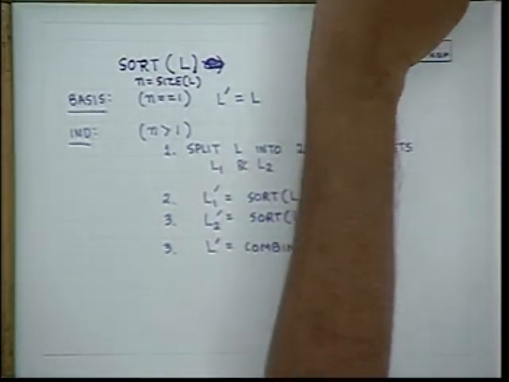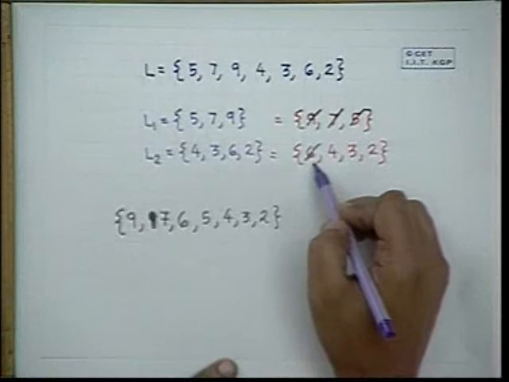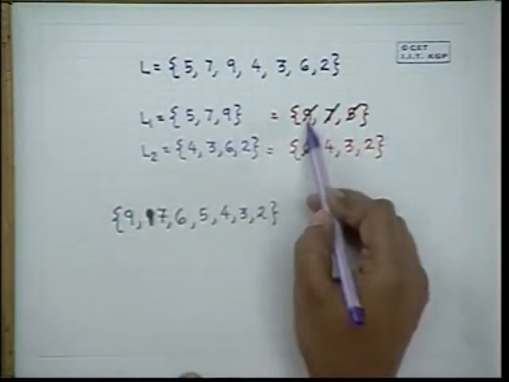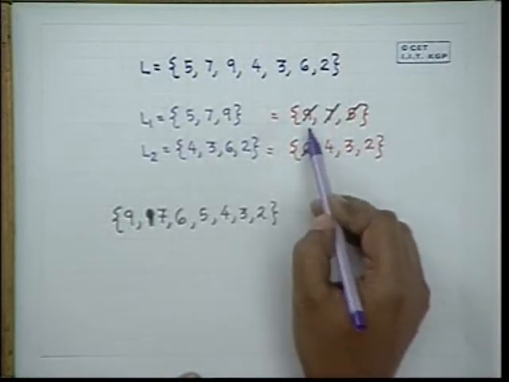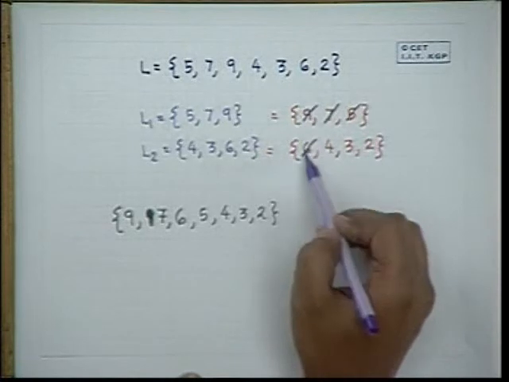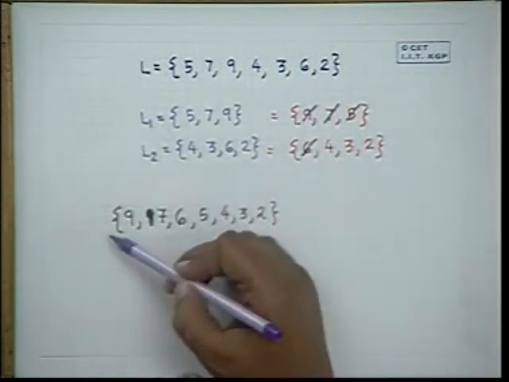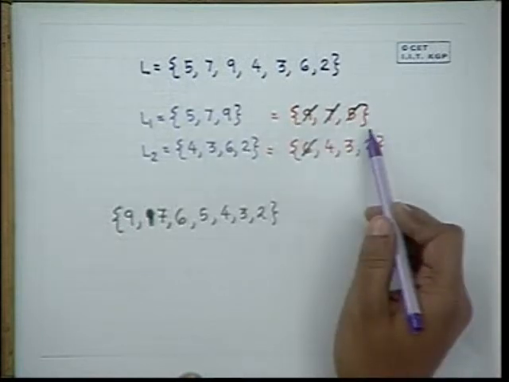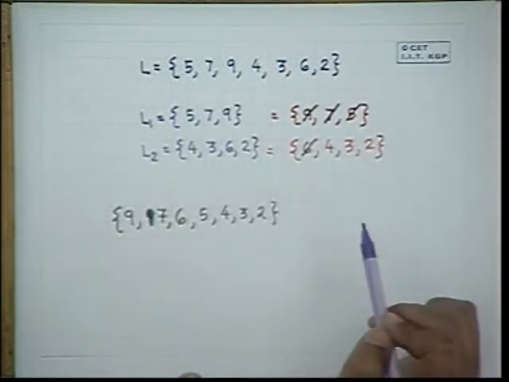And the combination routine is something we saw here. Given two lists, or two ordered lists, we create a temporary list. We find out whichever of the two first elements is larger, we put it in this list, remove it from here, and continue doing that till one list becomes empty, and copy the other list at the end.